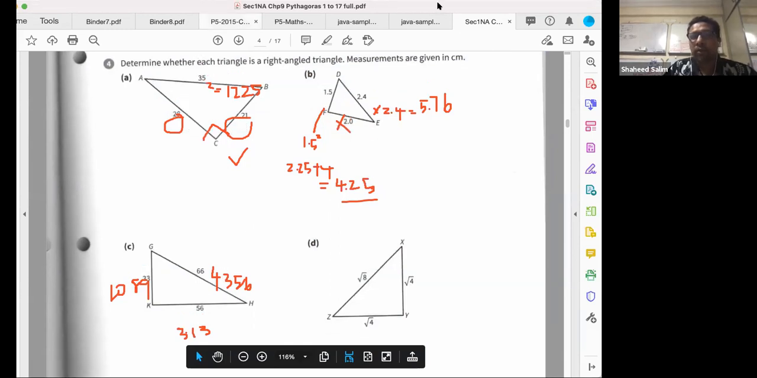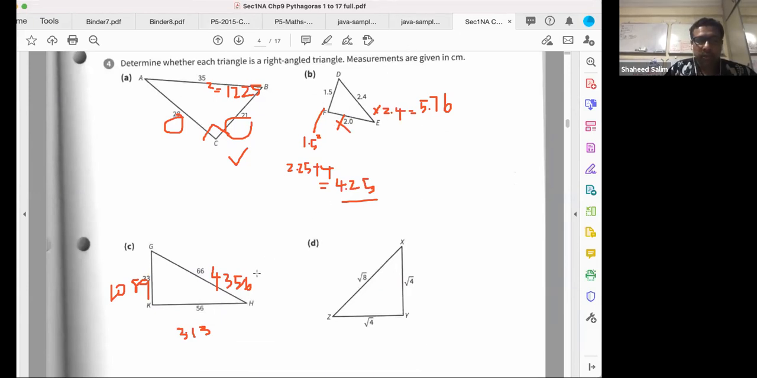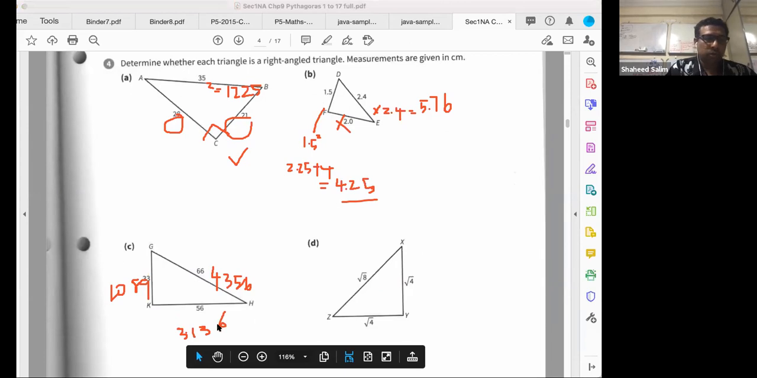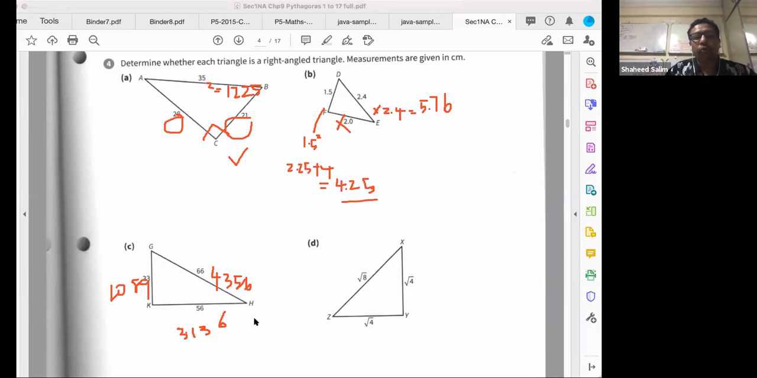Hold on. 3136, okay. So 3136 plus 1089. What do you get? You get 4225. This plus this is 4225. So again, this is not a right angle triangle. What about the last one?